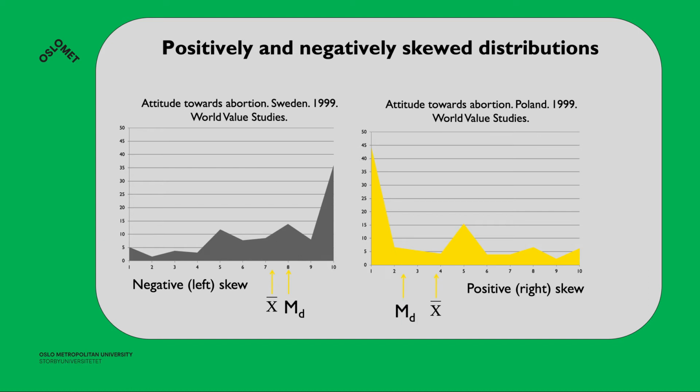And the easiest way to see this is really that in the Swedish distribution, most of the answers are on the positive side, or on the high end of the scale, thus it's a negatively skewed distribution, whereas among the answers from Poland, we lack answers in the high end of the scale, thus it's a positively or right skewed distribution.